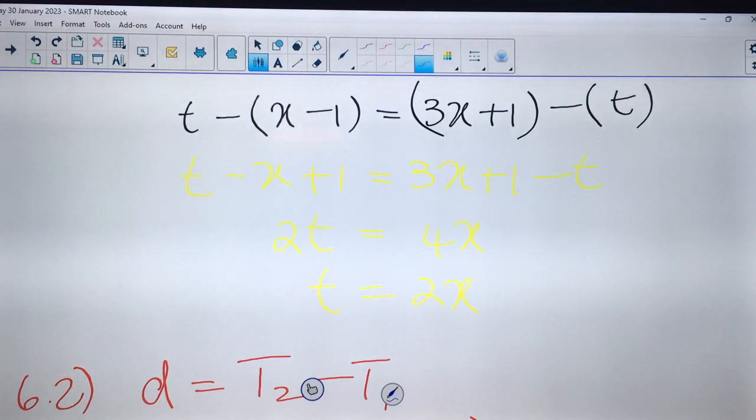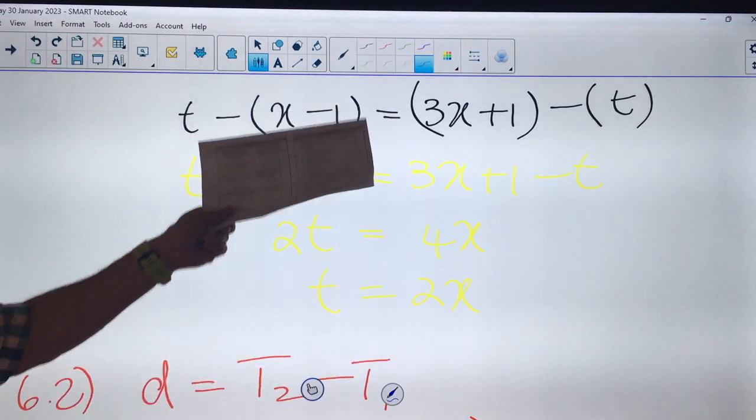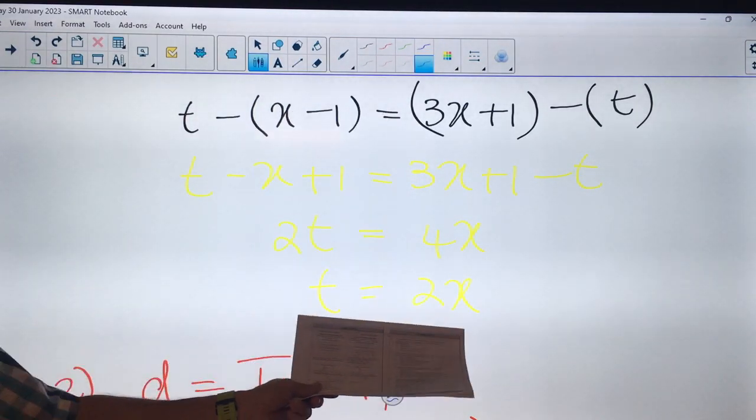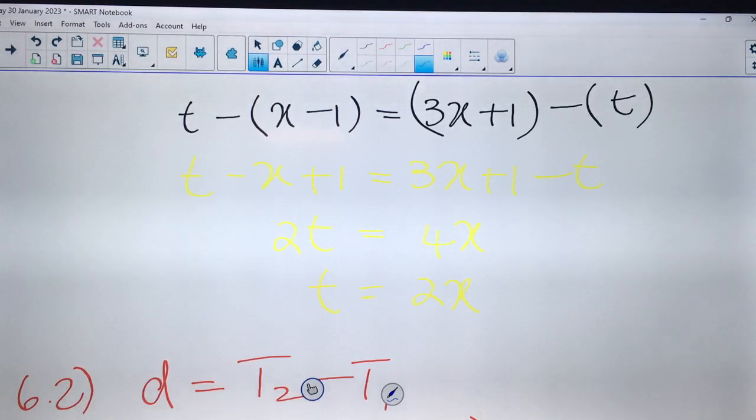Now you will see that the question says, show that T is equal to 2x. So you may not use the 2x to prove this. Your final answer should be what you see there.